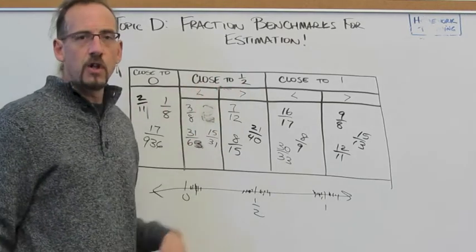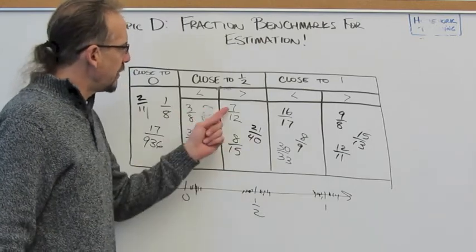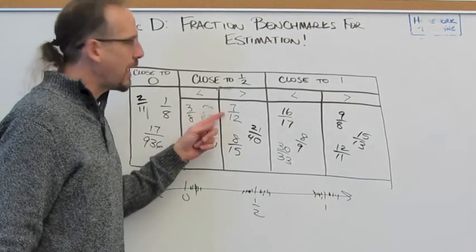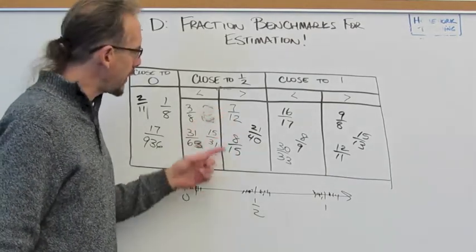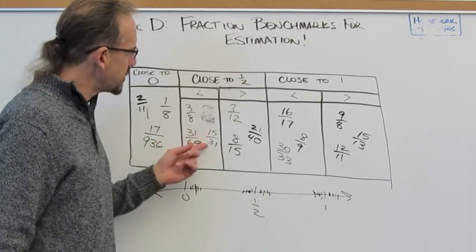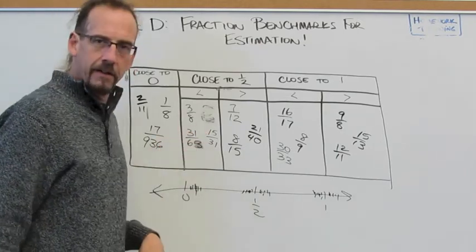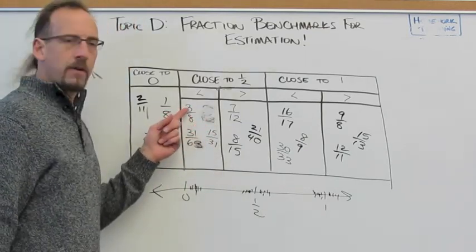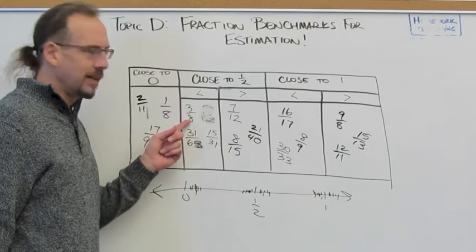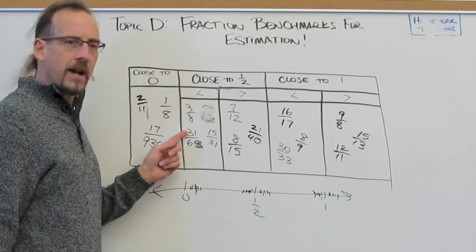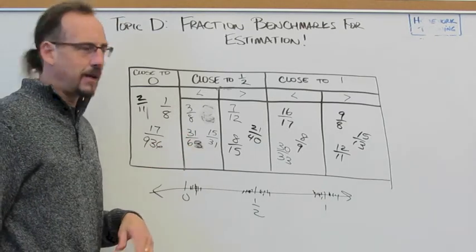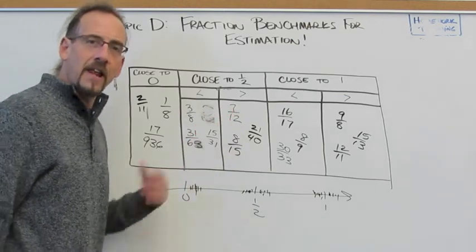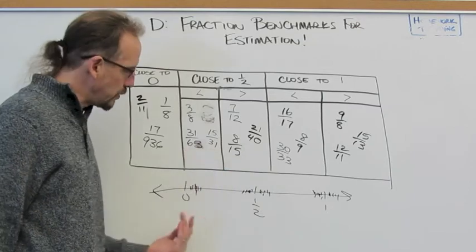When we get to fractions close to 1/2, what kids notice is the numerator is always about half of the denominator. 7 is about half of 12, 21 is about half of 40, 8 is about half of 15, 15 is about half of 31, etc. And the way that we can tell if it's a little less is if we double the numerator. Double 3 and I get 6, that's a little less than 8. Double 31 and I get 62, it's a little less than 63. But if I double 7, I get 14, that's a little more than 12. So that helps us know which side of 1/2 it goes on our number line.